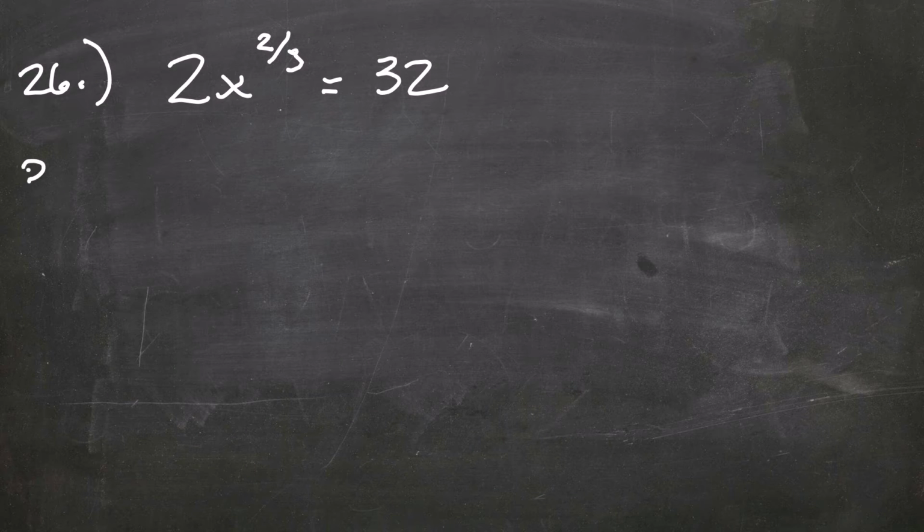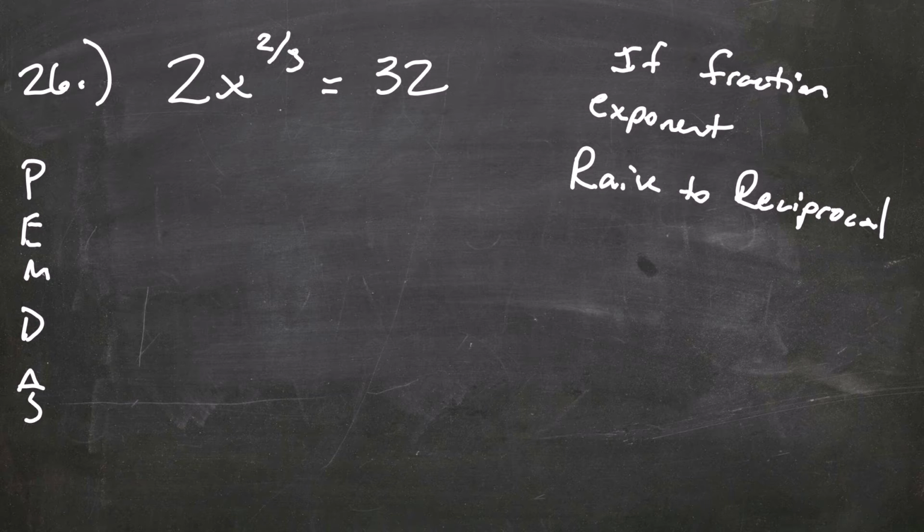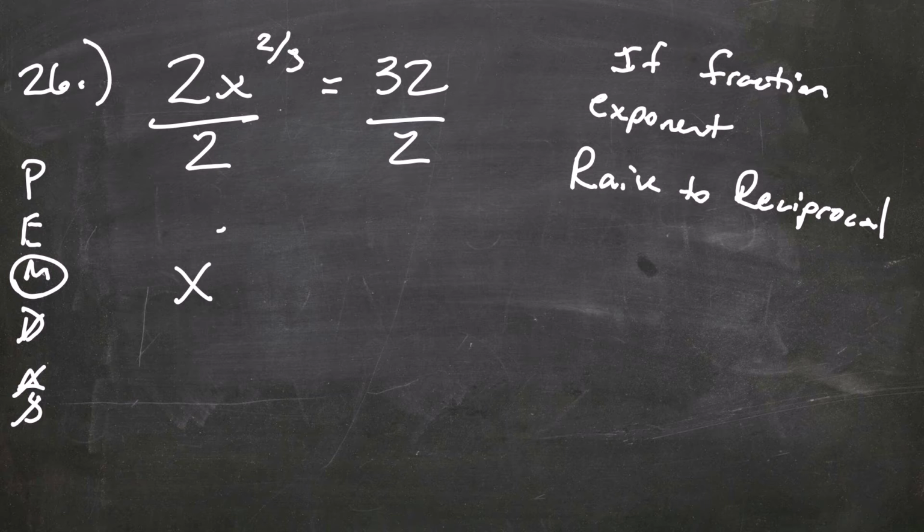All right, so 26, once again, just PEMDAS backwards. This time it has a fraction exponent. So remember, if you have a fraction exponent, you raise it, that's not multiplication, so this is an exponent, to the reciprocal. Now you can only do that once it's by itself. There's no subtraction, there's no addition, there's no division, there's multiplication. So you have to get rid of the 2 first. You get x to the 2/3 equals 16.